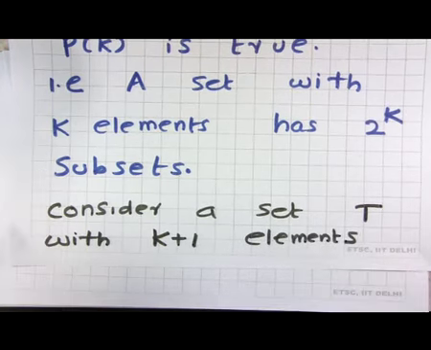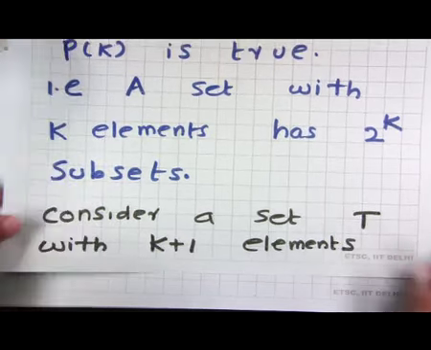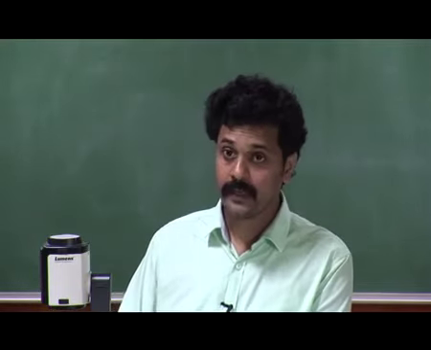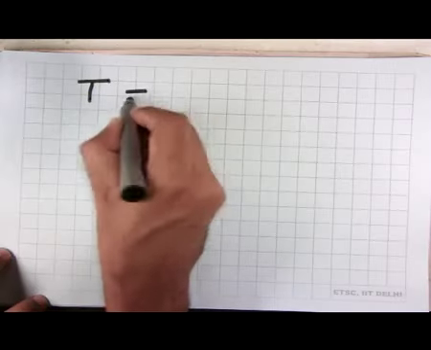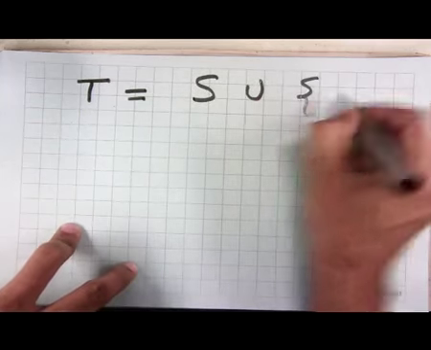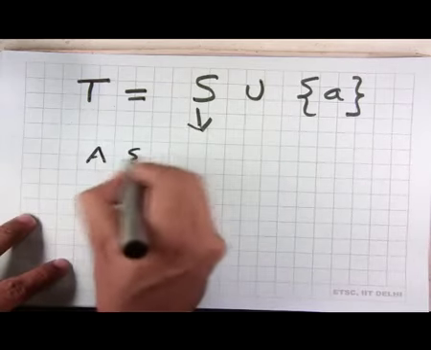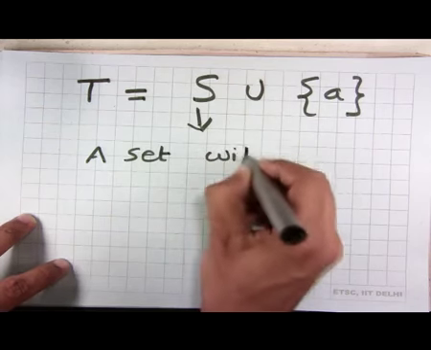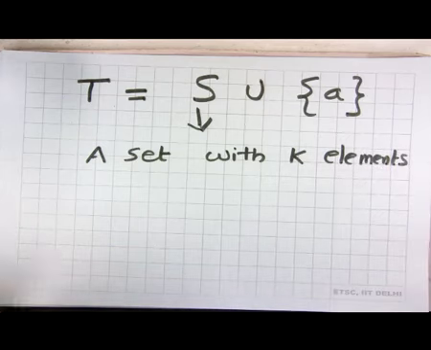If you want, you can name it as A1, A2, A3. Elements in T can be named as A1, A2, A3, so on, A(k+1). Now, it is not hard to see that T, the set with k plus 1 elements, can be expressed as S union A, where S is a set with k elements. I repeat, a set with k plus 1 elements can be written as union of two sets, one with k elements and one a singleton set.